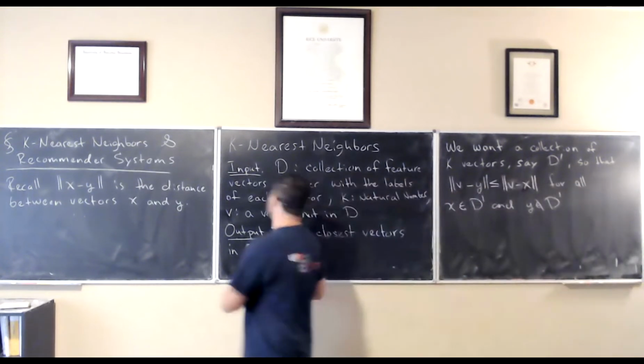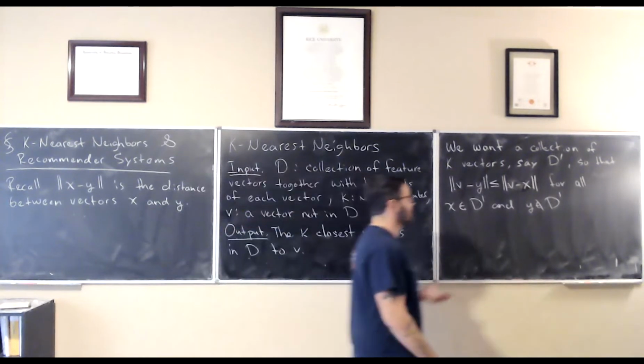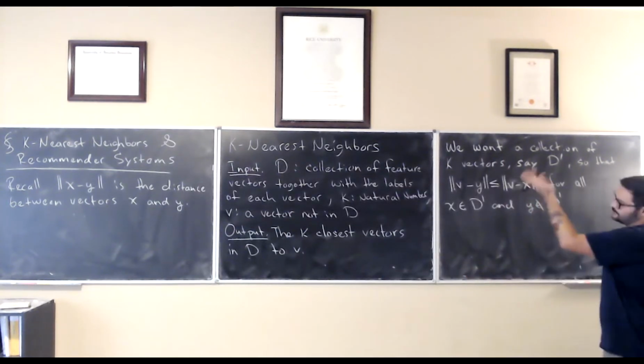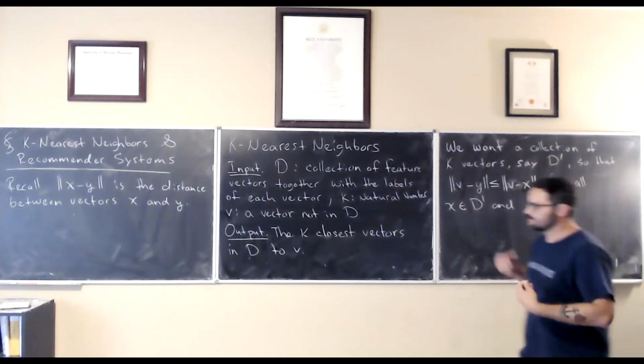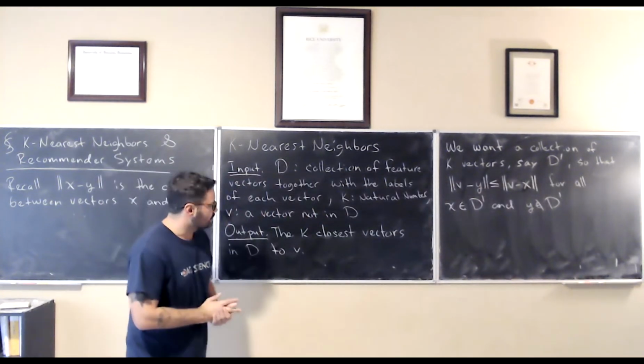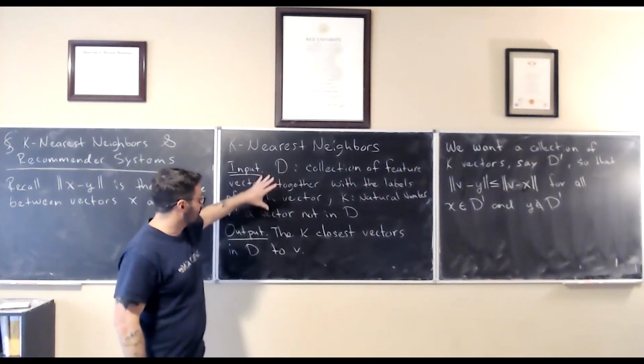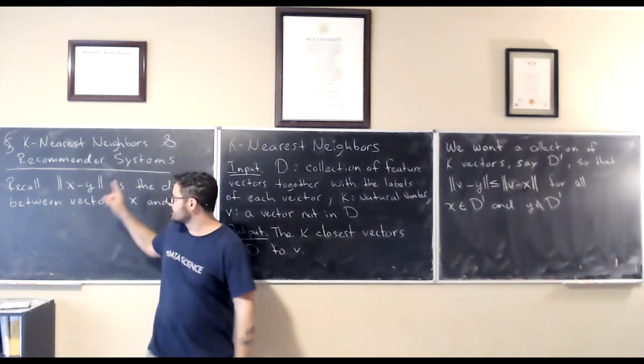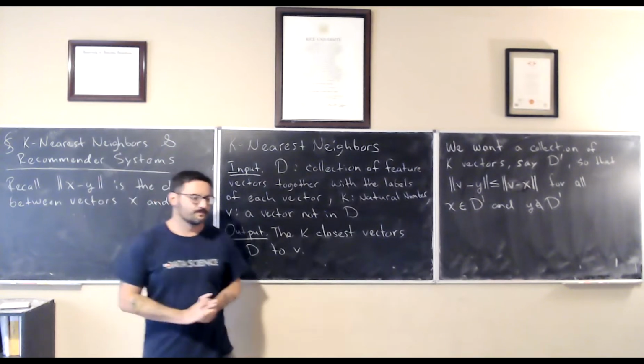So the idea is that we want to find a collection of vectors that are the k closest. It's hard for me to write it out because it's such a simple idea, right? It's just input, output the k closest things that satisfy this two-norm. Okay.